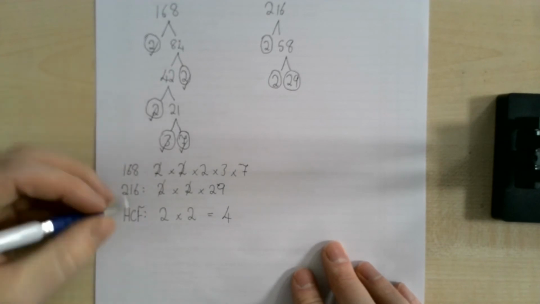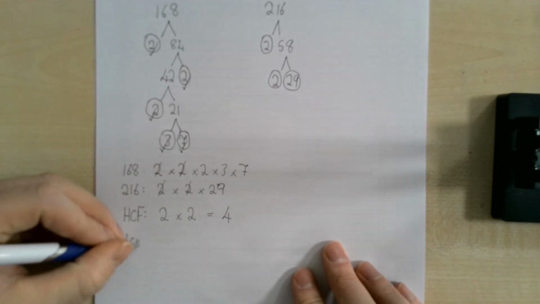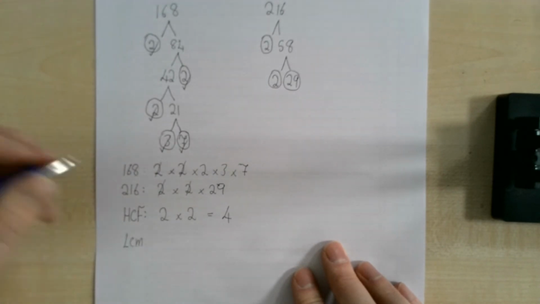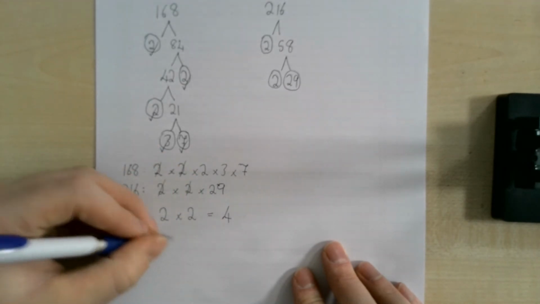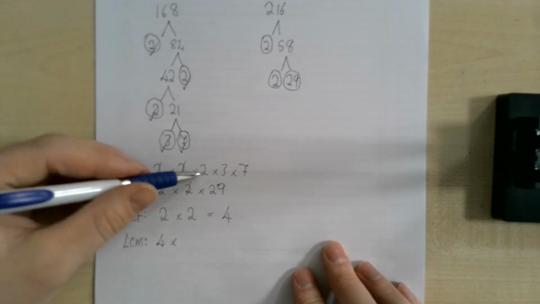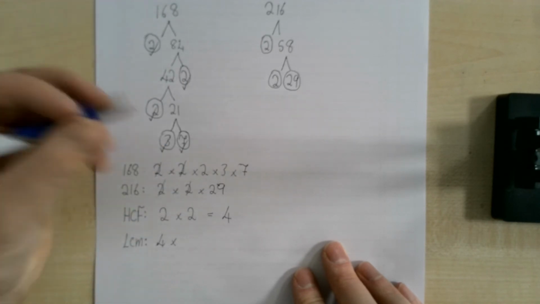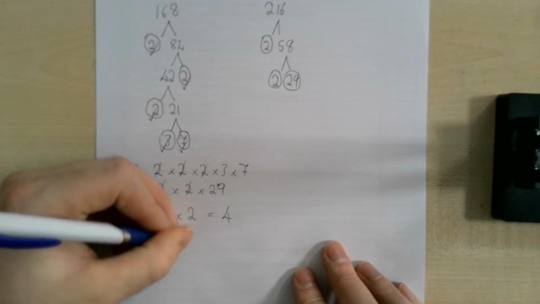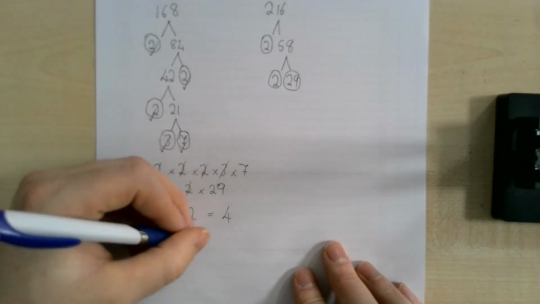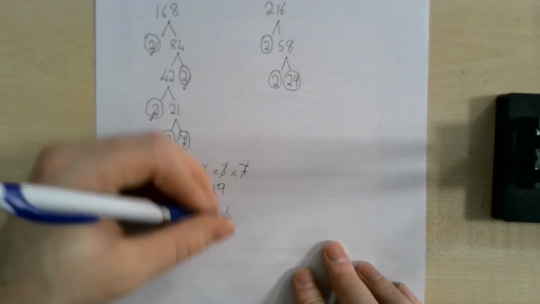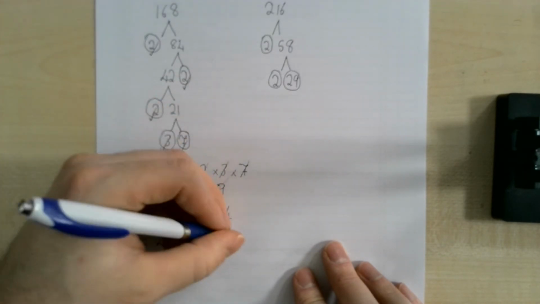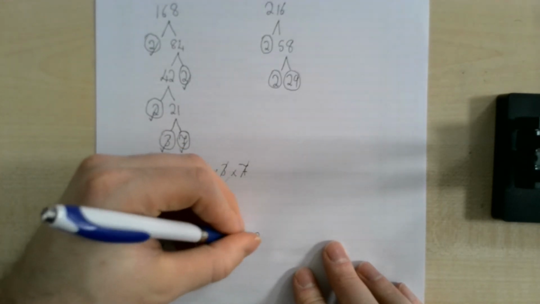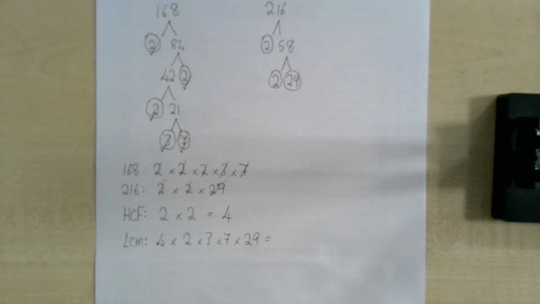Finally, the LCM. For the LCM, what we'll do is take the 4 and now multiply that by everything that we haven't crossed off yet. So there's still a 2 here, there's a 3, there's a 7, and finally there's a 29. Multiply those numbers together and we will get our LCM.